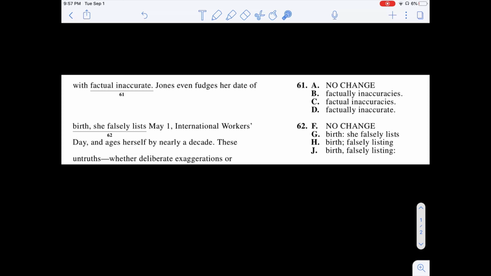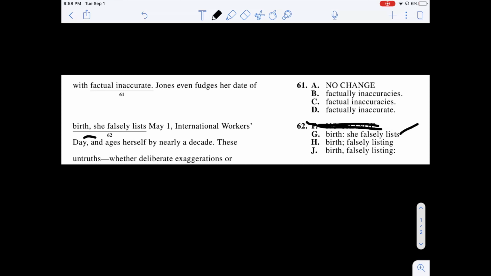Well, if you remember back 10 seconds ago when I said you can divide it up 4 ways, with physically separating the two with a period, putting a semicolon, putting a colon, or putting a comma and a fanboys conjunction. So let's apply that to 62. What it is right now, we have the comma, but we don't have the coordinating conjunction, the fanboys conjunction, which is why F would be incorrect. If we look at G, a colon does separate two independent clauses, so let's keep that in mind.